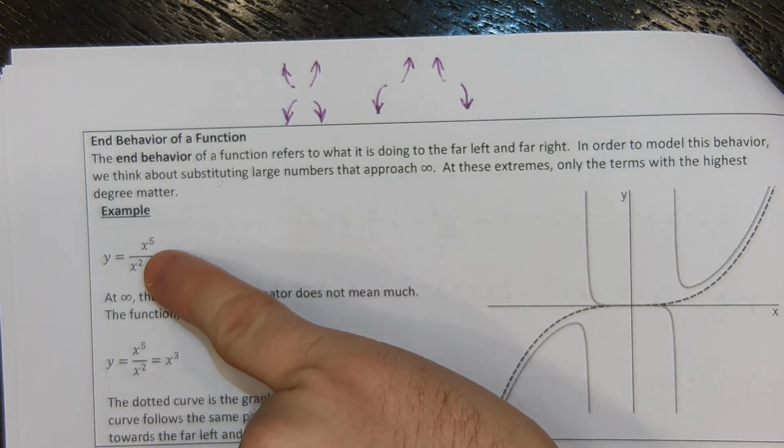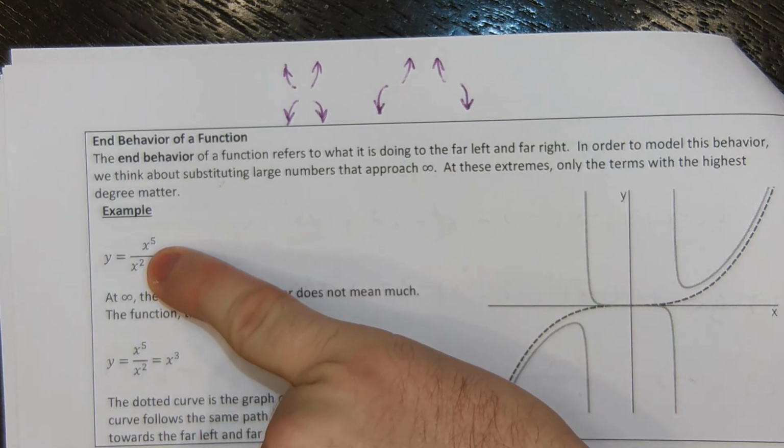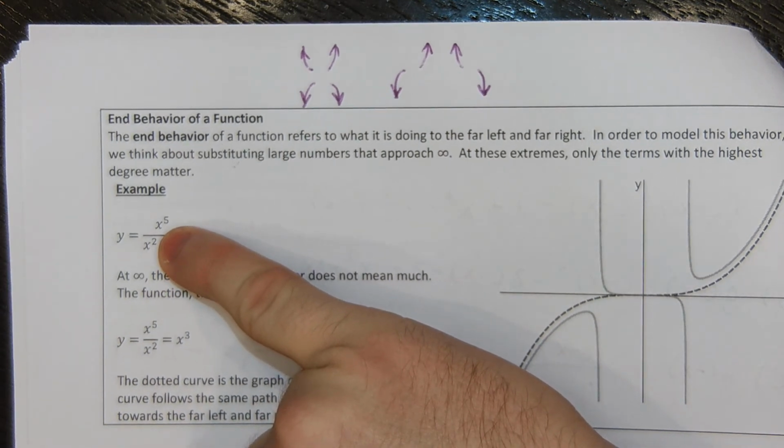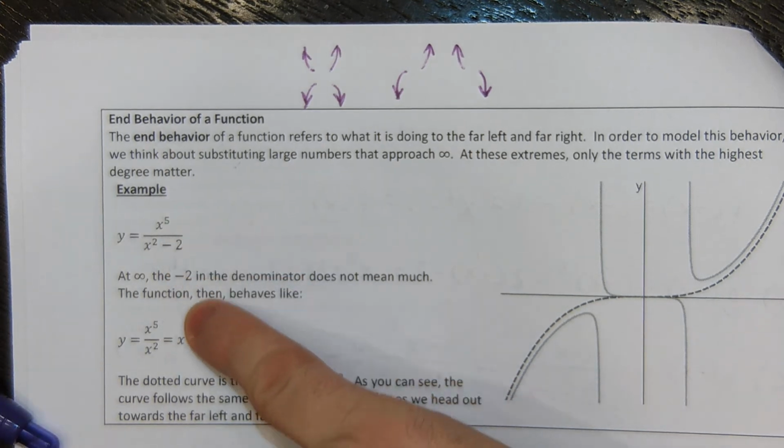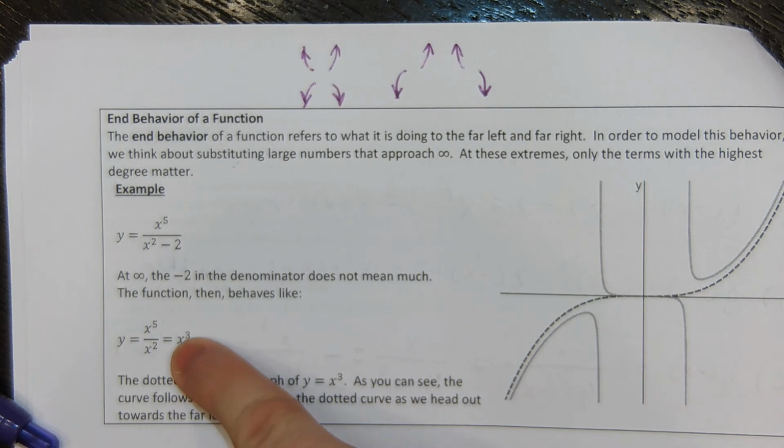So we can legitimately just cover it up and go, oh, towards the infinities, meaning to the extreme left and the extreme right, this thing won't be directly equal to, but will look like x to the fifth over x squared. And that reduces to x to the third.